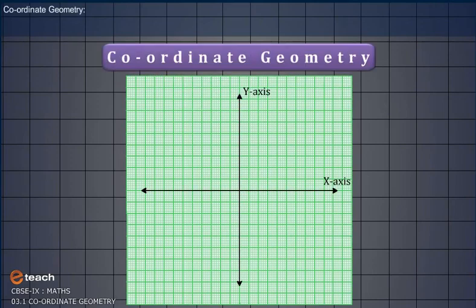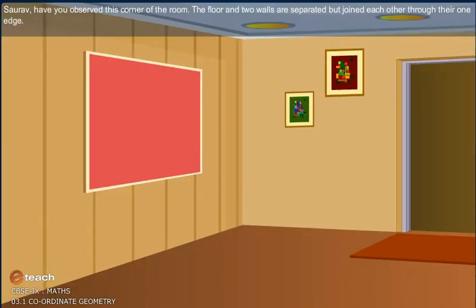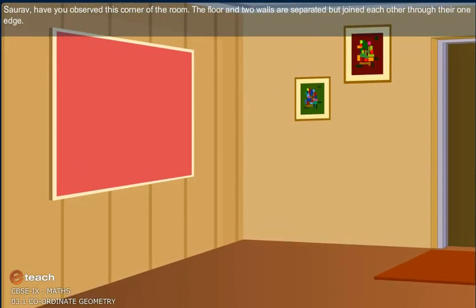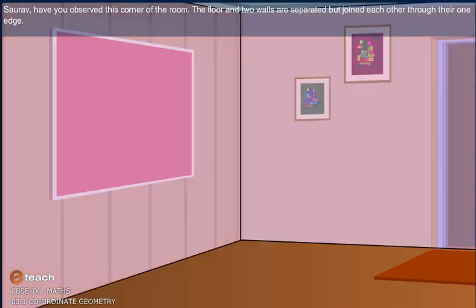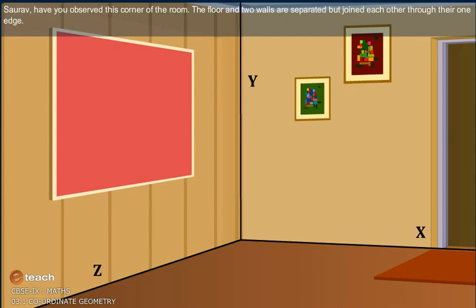Coordinate geometry. Saurabh and Rahul were studying in the room. Rahul was explaining coordinate geometry to Saurabh. Saurabh, have you observed this corner of the room? The floor and two walls are separated but joined to each other through their one edge.